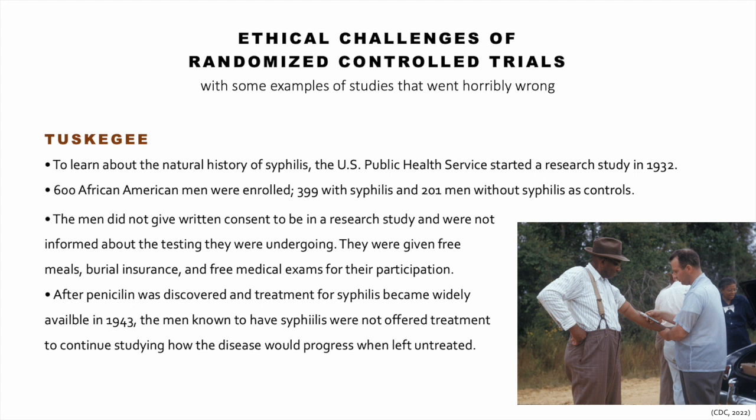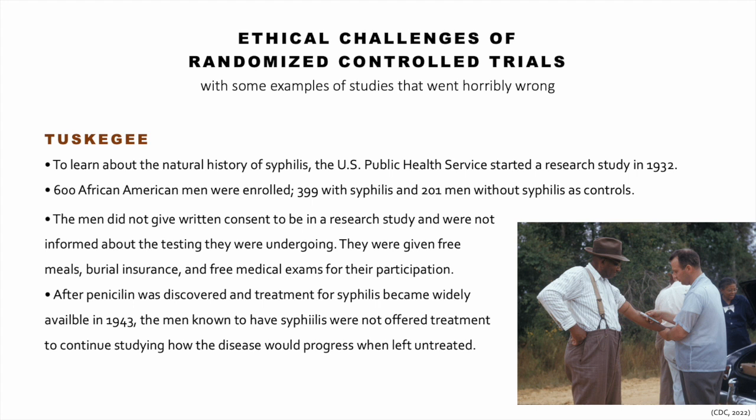Years later, it was discovered that penicillin was an effective treatment for syphilis. And at the end of World War II, penicillin became widely available. But the men in this study weren't offered treatment, even in 1943, when they could have been, because the researchers wanted to continue studying the natural history of the disease.